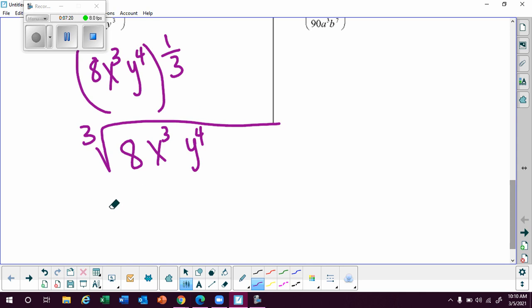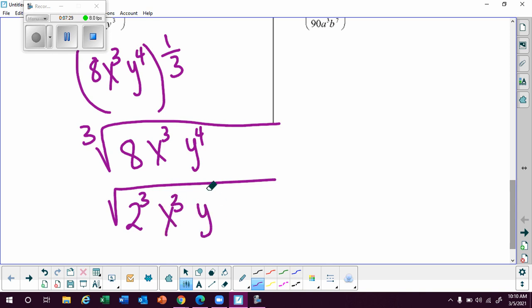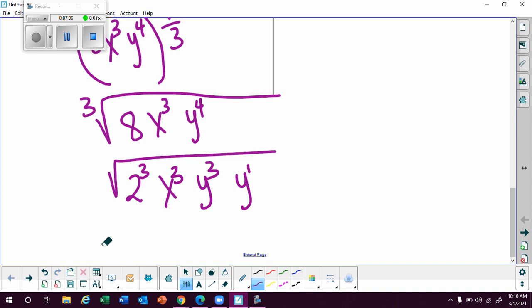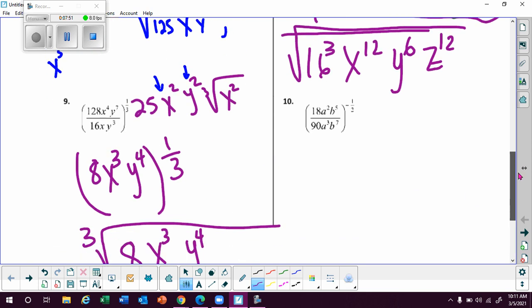Or I can rewrite it. Sometimes you can write it as 2 cubed, x cubed, y cubed, and 1y, just so that I can divide everything. So what I will get from here is 2 cubed comes out as just 2, x cubed comes out as x, y cubed comes out as y. But what is left in the cube root is 1y. Okay? Awesome. So let's do this one.